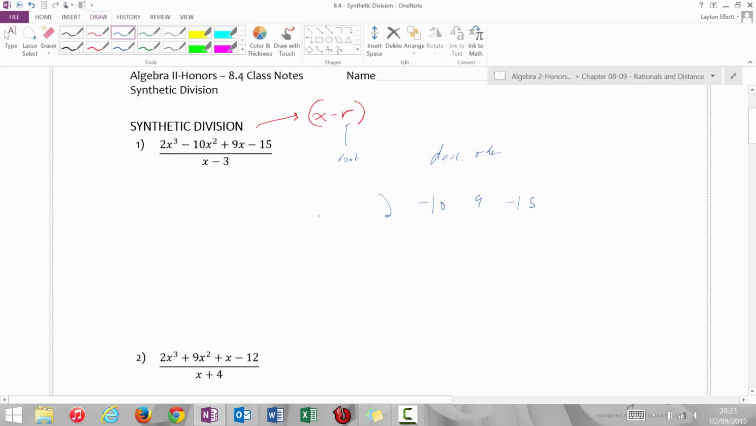Then we're going to create a pocket. Think of that as half a box. I'm literally drawing a box and then erasing half of it, creating a little pocket. So that's where it comes from. I'm going to put the root in the pocket. So this x minus r, that root would be 3. It's going to be the opposite sign to what I see. So I'm dividing by 3, but it's dividing by x minus 3.